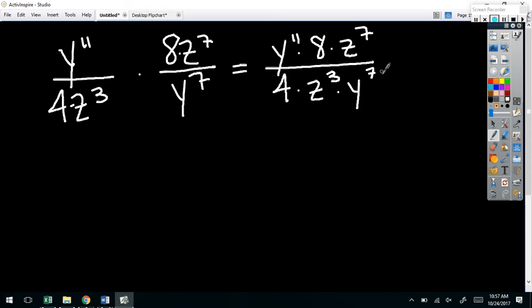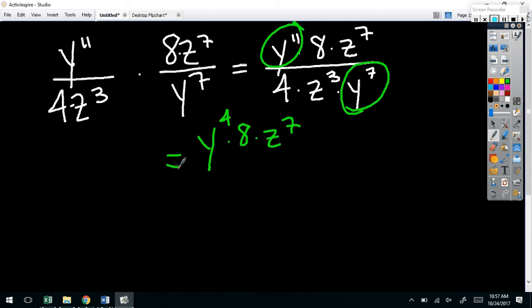So let's look for some properties that we can do. I've heard a couple of you talk about the y's that are up top and in the bottom. What happens with those? You subtract. Now, when you subtract them, do you put what's left in the top or the bottom? Top. Always stay in the top when you subtract. All right. So 11 minus 7 is 4. Everything else is still here. And on the bottom, I've got 4z to the third.